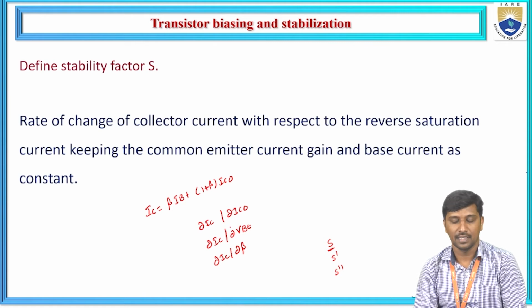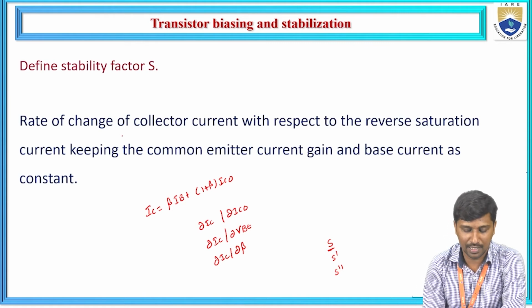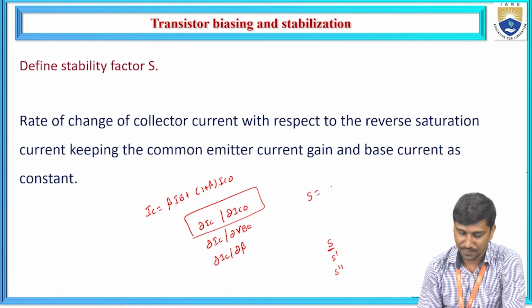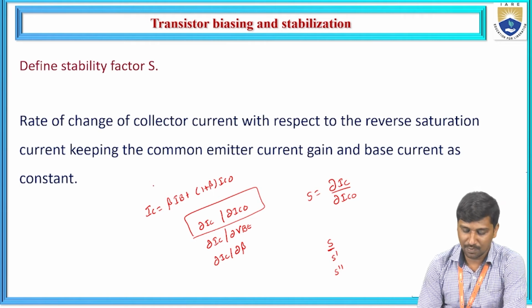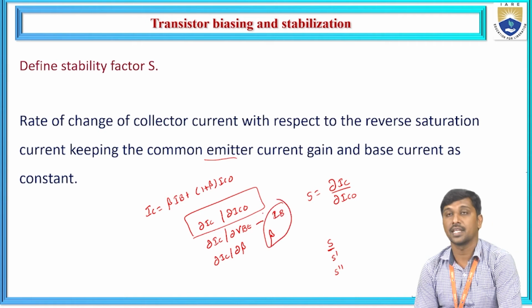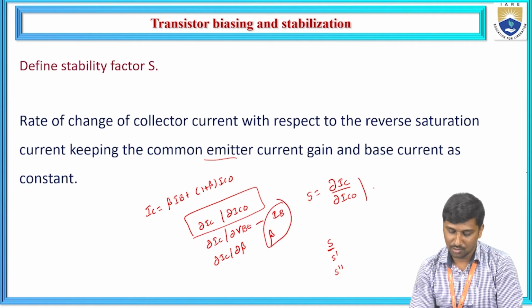So here we are identifying the stability factors. S is defined as the rate of change of collector current with respect to the rate of change of reverse saturation current. At this point, we keep the current gain, beta, and the base current constant, which means we need to make VB constant, then the base current becomes constant. So we need to take VB and beta as constant parameters.